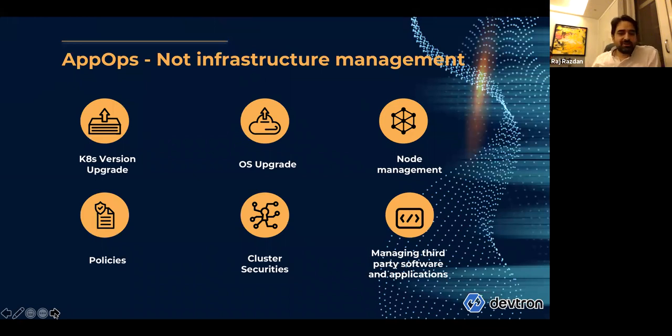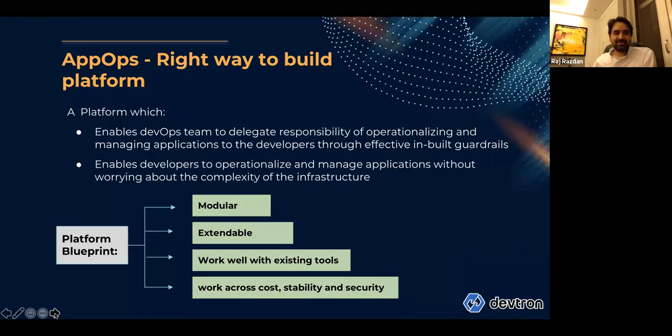Clearly, Kubernetes version upgrades, operating system upgrades, node management in a cluster, defining policies, cluster security, and managing any third-party applications is not AppOps. What AppOps is, essentially, is our defining moment, and we feel the world of DevOps, the world of Kubernetes, should build applications in this fashion. It gives you a middleware, a blueprint, which enables the DevOps teams to delegate responsibility of operationalizing and automating applications through a framework or a guardrail that they have provided.